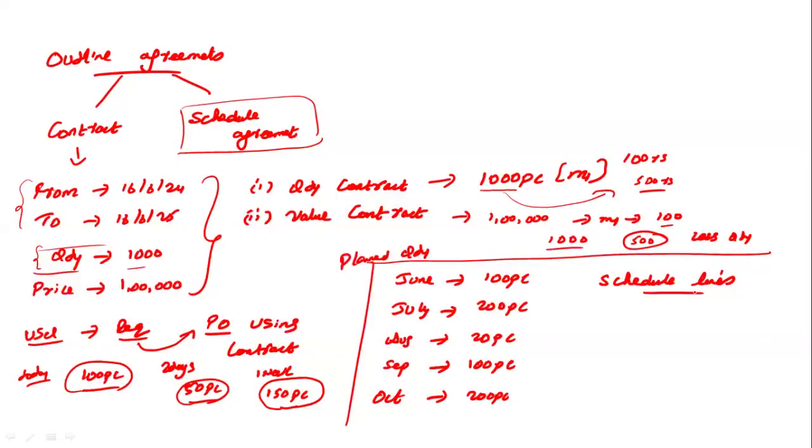So based on the purchase requisition you receive, you will place the purchase orders and get the goods. If you know the future planning, you can go with the schedule agreement and maintain the schedule lines and get the particular quantity every month without your presence. If you are not there also, the supplier will deliver you the goods. Okay, so these are the outline agreements and these are the advantages of having the contract and a schedule agreement. And we also understood the difference between the contract and schedule agreement.